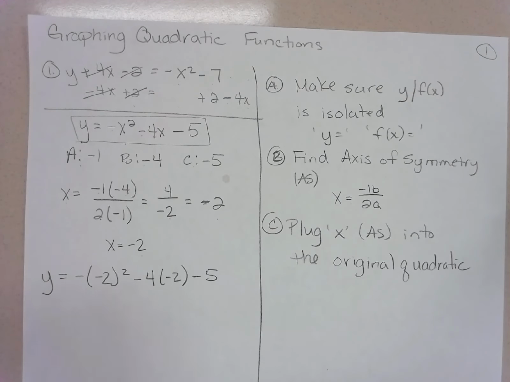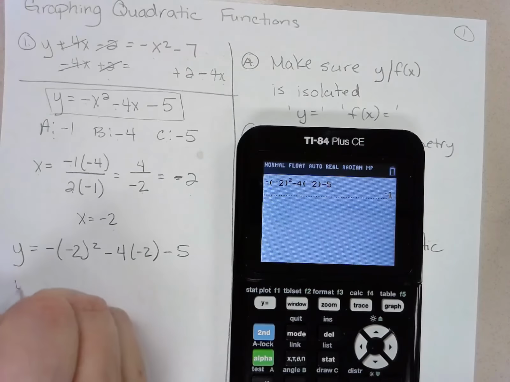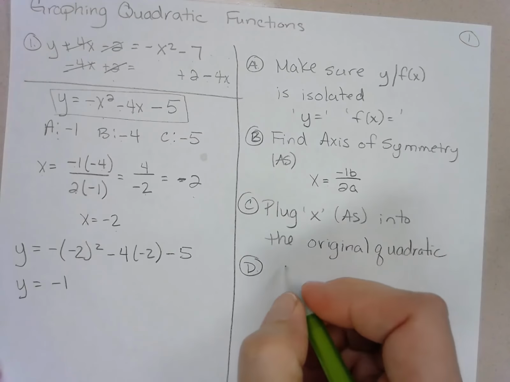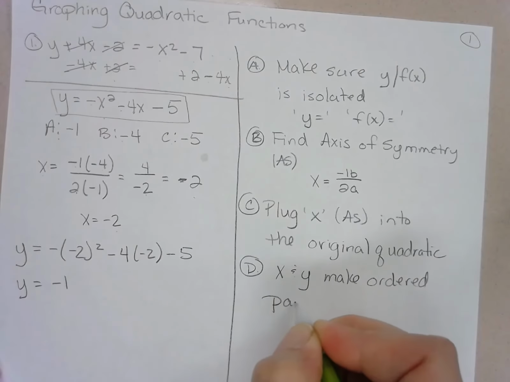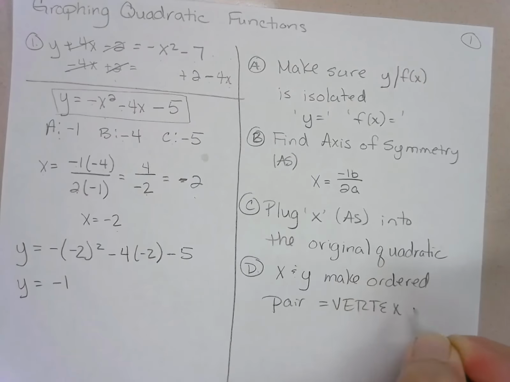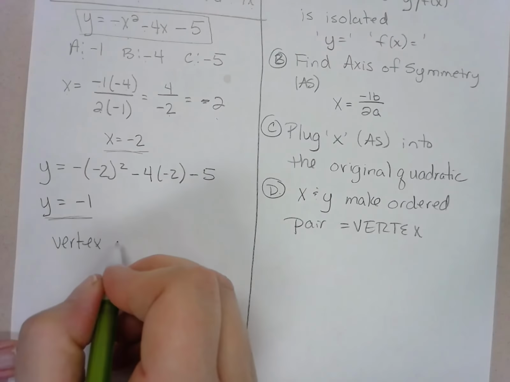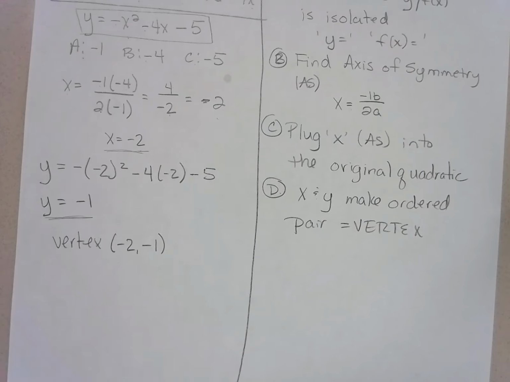So then I'm going to take this new expression that I have written down, and I'm going to put the entire thing in my calculator. So negative times -2 squared minus 4 times -2 minus 5. I put all of that in my calculator, and I find that y equals -1. So I found my axis of symmetry, and I have figured out what y equals. So x and y make an ordered pair, and that's my vertex. I'm going to take this x and this y and put them in an ordered pair. So -2, -1. That's the turning point of my parabola.